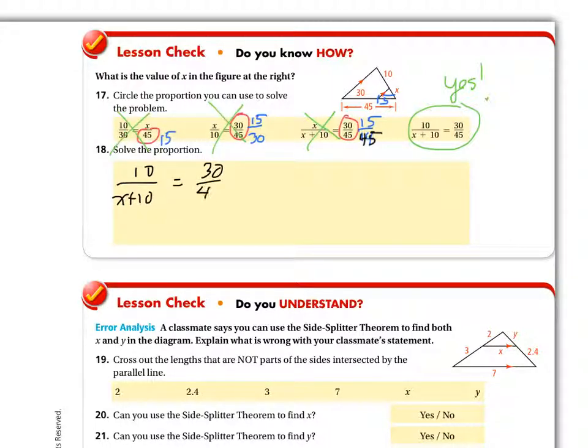What do you think you should do with that 30 and 45? Because those are pretty big numbers. I'd reduce them. What goes into both of those? Biggest number? 15. 15, very good. So 15 goes into 30 twice, and 15 goes into 45 how many times? 3 times. So you continue to solve on your own.